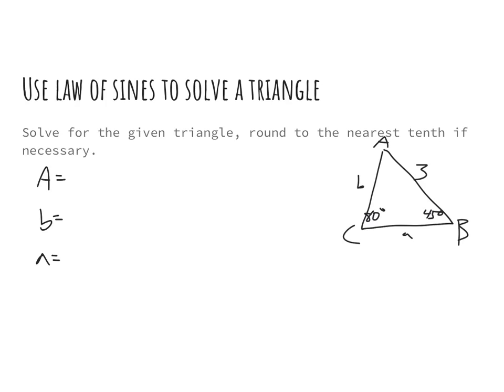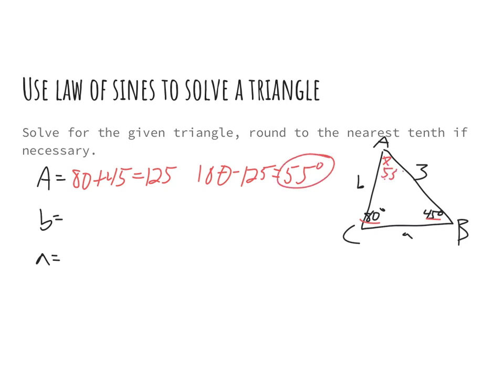Now the easiest one to find is your third angle. If I know two of the angles, I can find the third one pretty easily because they're supposed to add up to 180. So I add the two angles together, and that gives me 125. Then I subtract it from 180, giving me my answer for angle A, which is 55 degrees. So I can start there.